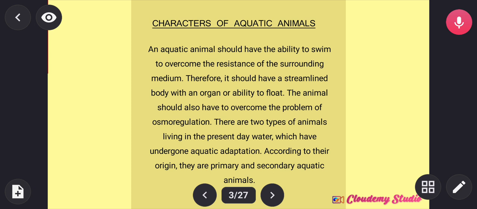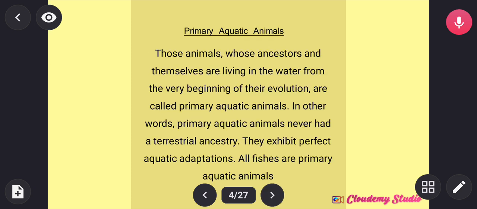Either it's a primary aquatic animal or it's a secondary aquatic animal. What are primary aquatic animals and what are secondary aquatic animals? Primary aquatic animals are those animals whose ancestors stayed inside water and they themselves still stay inside water up to now. And this group of animals exhibit perfect aquatic adaptation. You see, all fishes, they are primary aquatic animals.